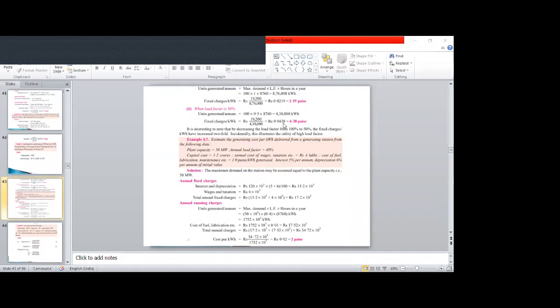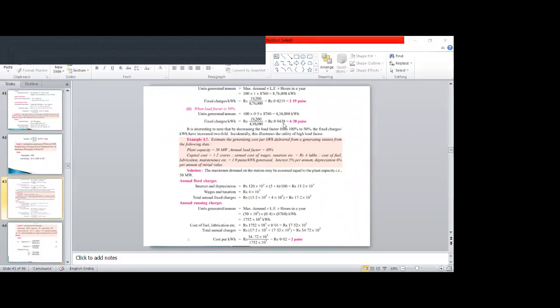It is increased. Yes or no? In the first case, the fixed charge was 2.19 paise. When the load factor was decreased, the fixed charge increased, that is 4.38 paise. So when the charges increase, accordingly you also will be charged. We consumers will be charged. So that's why it is always desirable to increase the load factor.